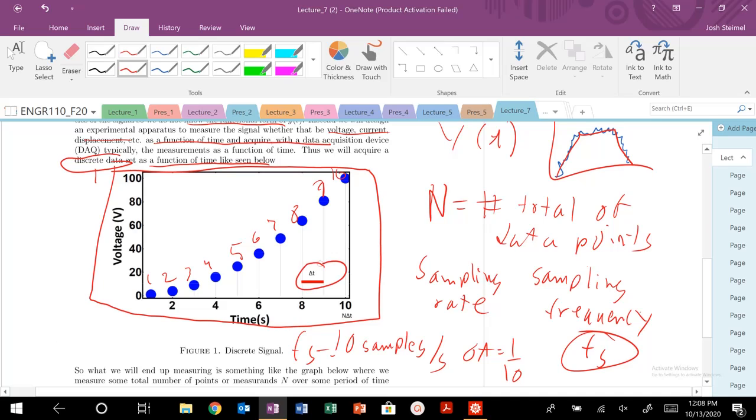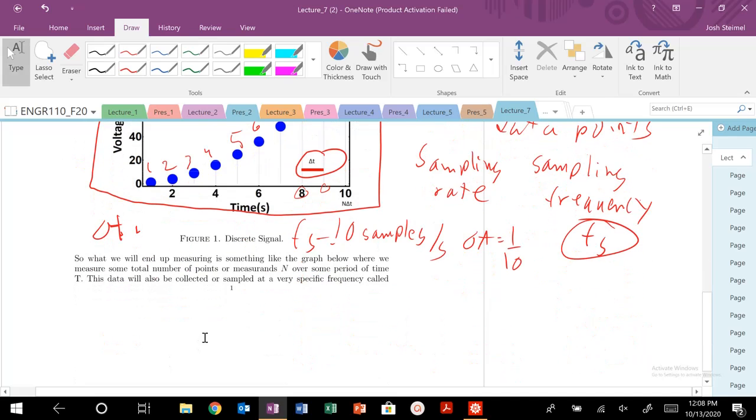So my delta t is the time interval between successive samples that I gather. Between 8 and 9, it looks like I get a sample at 8 seconds and a sample at 9 seconds. So my delta t here is equal to 1 second. Apologies, my pen is struggling here. So here my delta t is equal to 1/10 of a second.